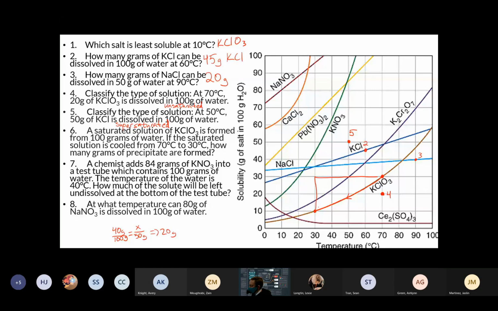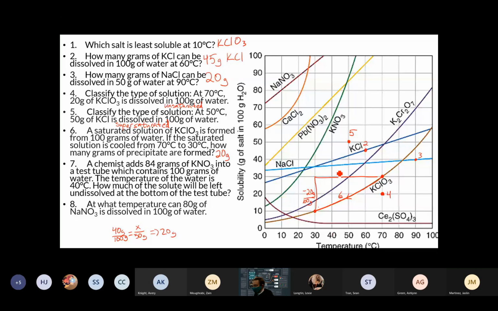But because this value is greater than the actual solubility at this temperature, all this extra salt that I added is just not going to dissolve. And the amount that doesn't dissolve is this difference. It's negative 20 grams, 84 to 64. So it's just going to be 20 grams left.